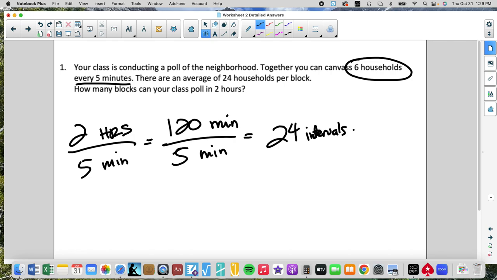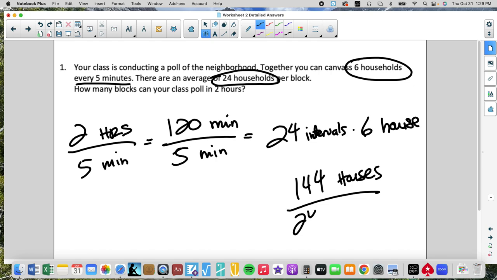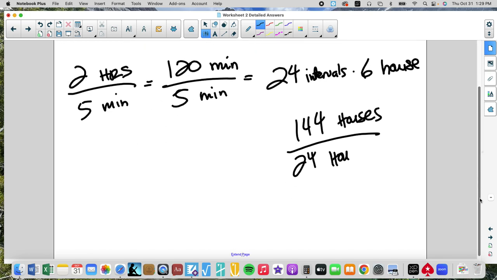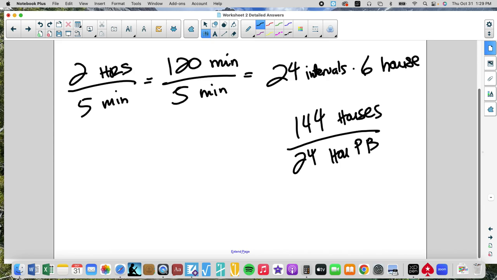And if we get 6 houses each interval, we're going to multiply those together. That's 144 houses. And if there are 24 households per block, we'll divide that by 24 houses per block. Okay, houses per block. 144 divided by 24, that's 12 times 12 over 2 times 12. 12 times 12 is 144, and we're going to cancel the 12s.